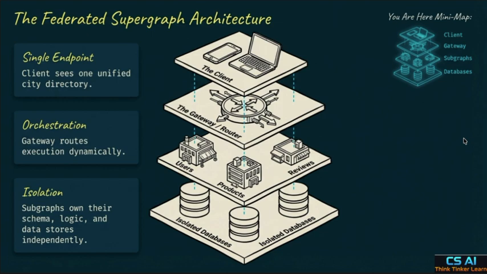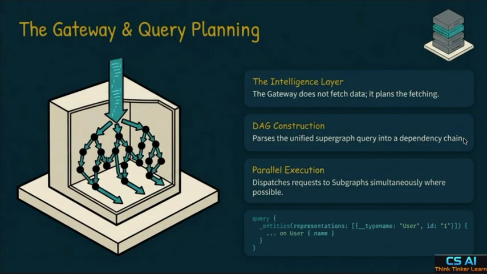each other's toes. The gateway isn't just a proxy, it's an intelligence layer. It doesn't fetch data itself, it plans the fetching. When a query arrives, the gateway performs DAG construction, parsing the query into a dependency chain called a directed acyclic graph. It identifies which fields can be fetched in parallel and which must wait for previous results. This parallel execution ensures that the gateway dispatches requests to subgraphs as efficiently as possible and minimizes total latency.